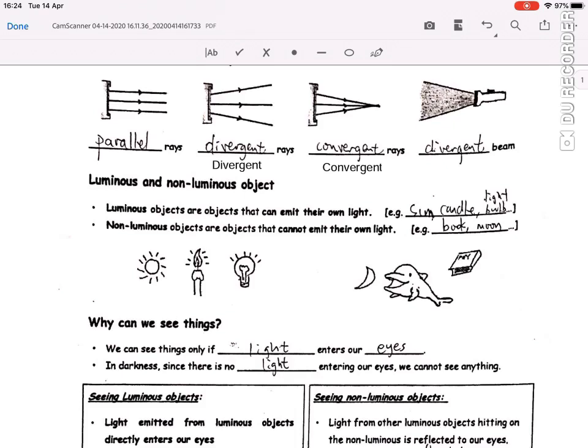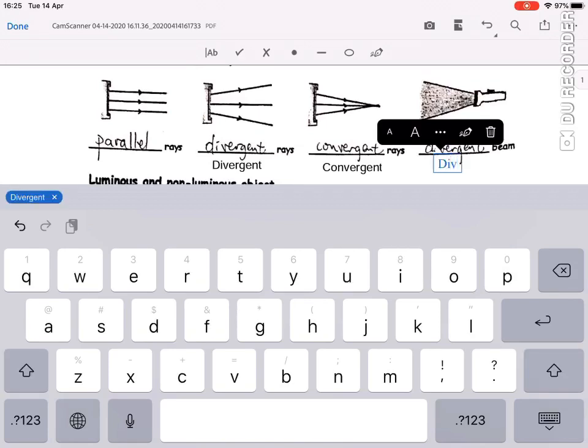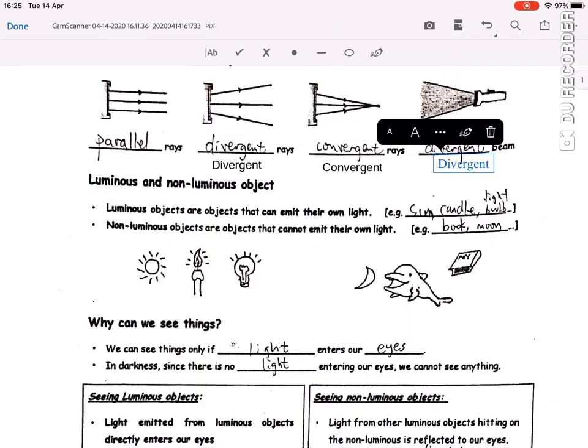Convergent means that it will come to one point. That's why we call it converge. And divergent means going away. It will not come to the same point, so we call it divergent. And the last one, you see this one is going away as well, so we use divergent for it too. So the first one is parallel, the second is divergent, number 3 is convergent, and the last one is divergent.